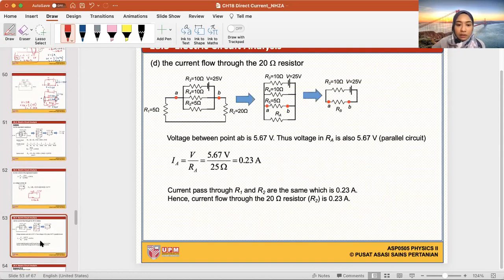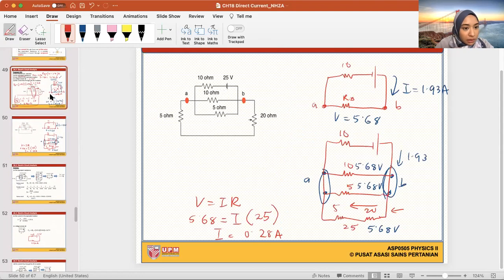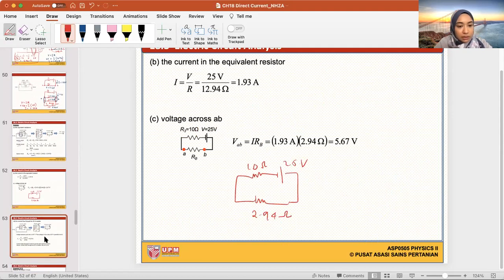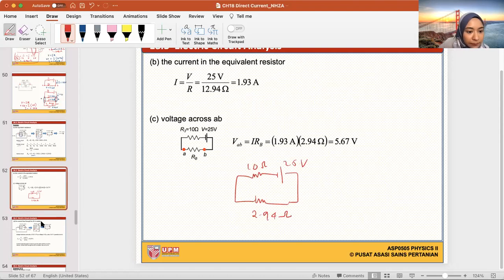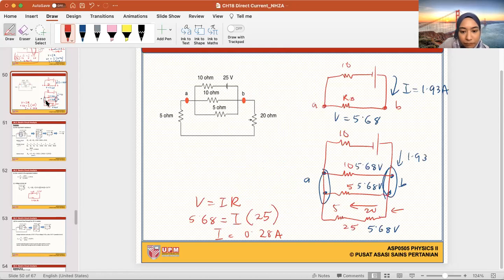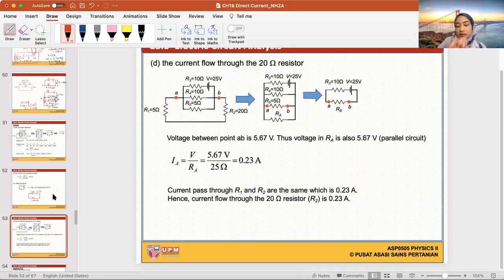Oh no, 0.23. So why 5.67? We got 5.68. I think that is where we have that difference. 5.68. Yes, so it's 5.68. Here they said it's 5.67. Okay. 5.68 divided by 25, 0.22. Okay, approximately 0.23. Or did I calculate wrongly on the calculator? Wait. 5.68 divided by 25 is 0.23. This was written wrongly. Sorry, so it is my fault. It's 0.23. Okay. So that is the answer.